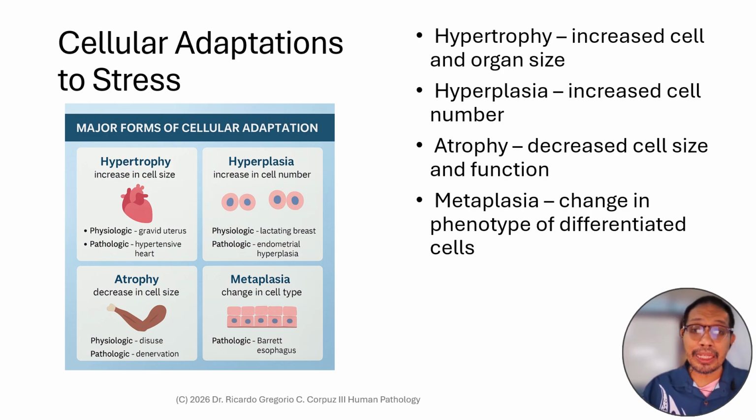Another important example is Barrett's esophagus, where chronic acid reflux induces transformation from squamous to intestinal-type columnar epithelium. Again, the change is protective in the short term but increases the risk of adenocarcinoma. So the key point across all these adaptations is that they are initially beneficial, allowing cells to survive in the face of stress. But when the stress is persistent or severe, this same adaptation can be maladaptive and set the stage for injury, dysfunction, and disease.